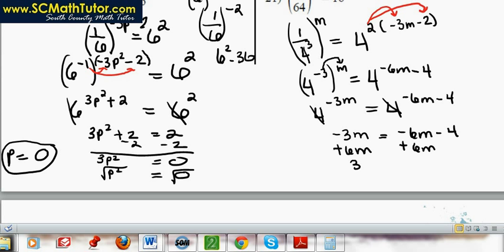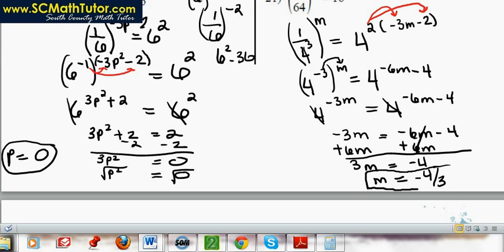So your 3m, negative 3 plus 6 is 3m. This goes away, equals negative 4, so my variable m is equal to negative 4 thirds. Okay, so I'm done. And you can always go back and check it, and I'm going to let you do that on your own.